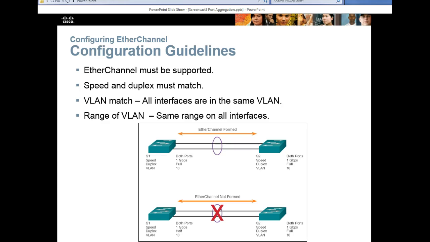So if some of your interfaces are in one VLAN and one's in another, it won't conform into one because, remember, you're taking 4 ports and making them one. So it can only go into one VLAN. You only get one VLAN per channel.